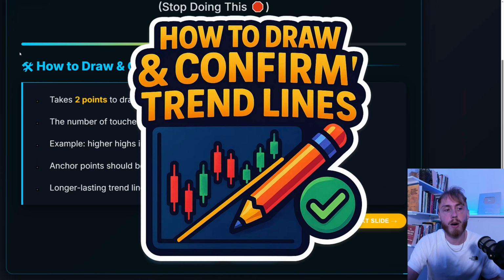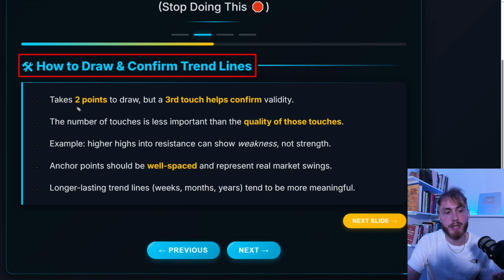But now then, how do we draw and confirm trend lines correctly? Step number 1 here is that we need at least 2 points to draw a trend line. We need to connect either 2 highs or 2 lows, but many traders look out for a third touch to confirm the trend line. So many traders see the third touch as a sort of confirmation of the trend line.